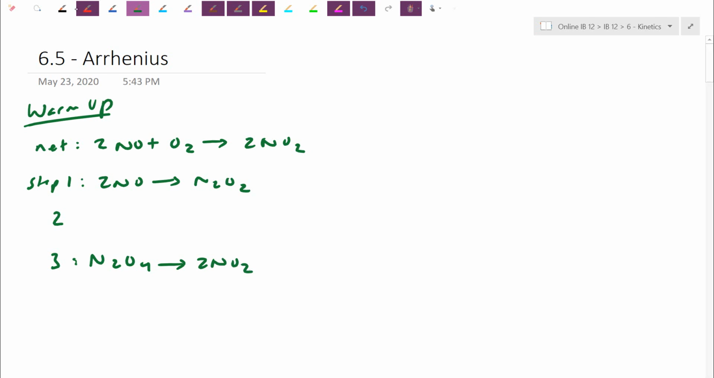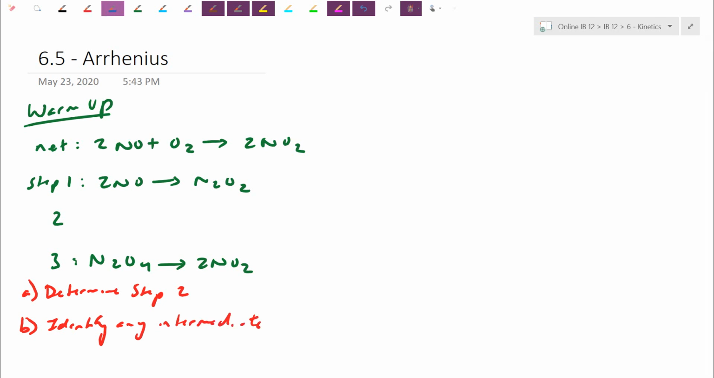All right. So in this question, I want you to analyze for me, see if you can determine step 2, and then also see if you can identify any intermediates. So just make a list. Remind you here, an intermediate is something that is formed early on. It's made in some early step, but it is consumed later. So it appears as a product in one step first, and then it's consumed later. Right? So let's just try that out here.